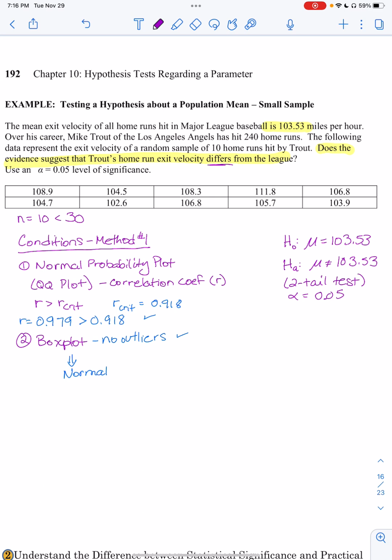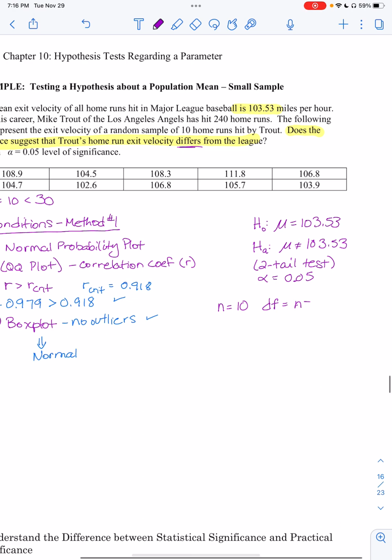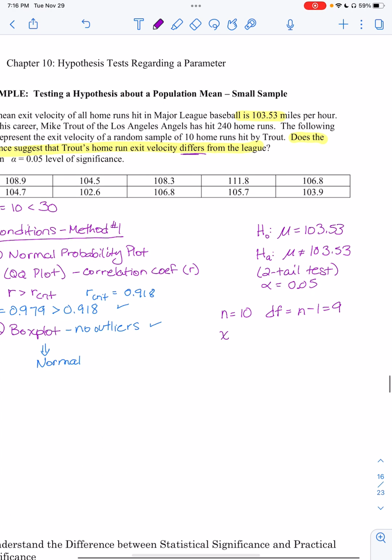So I'm going to go back over to where we were at and write down some of this information. So I have n equals 10. That means my degrees of freedom for my t-test is going to be n minus 1, which is equal to 9. I also know that my sample mean is 106.4, and my sample standard deviation was 2.7289.